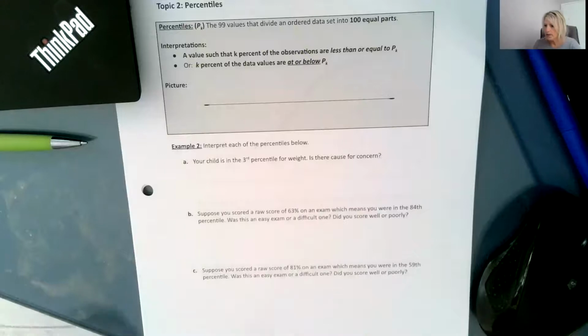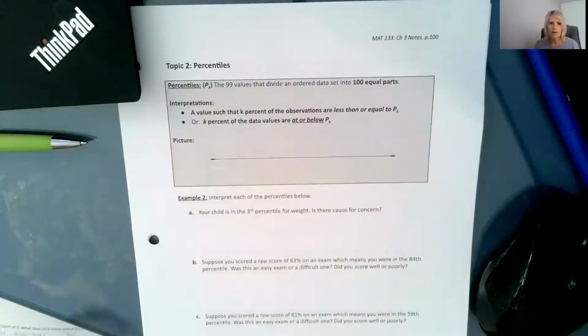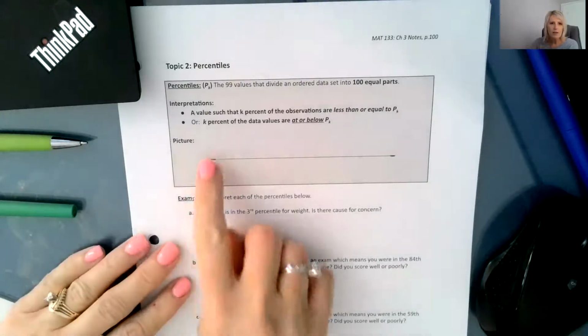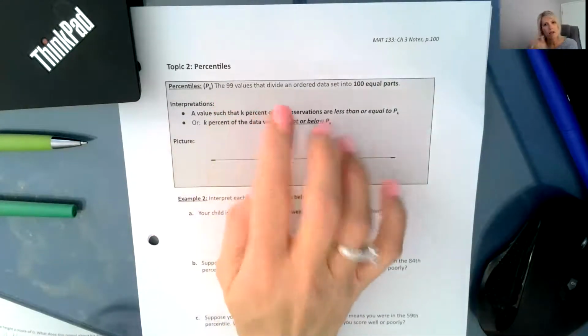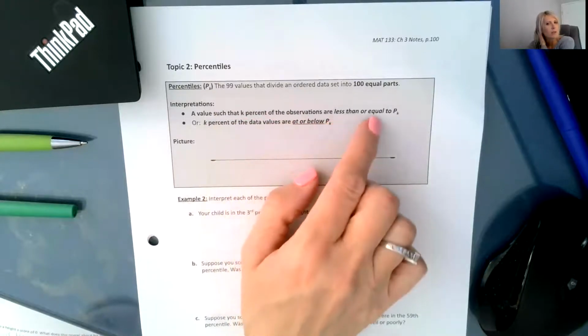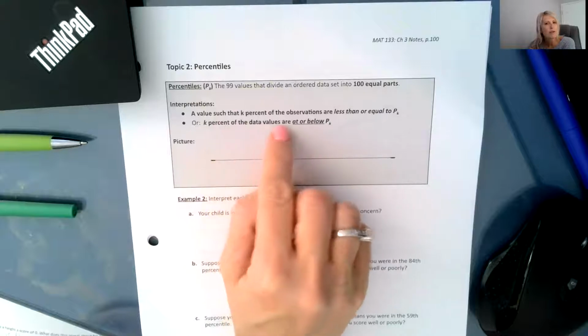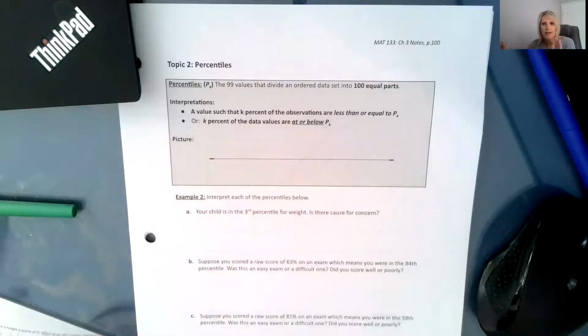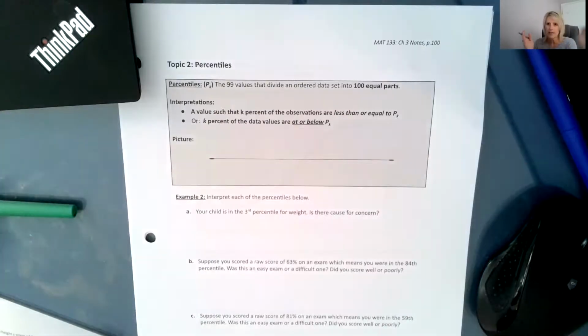So let's go ahead and flip the page. While we're talking about how far a data value is above or below the mean, sometimes we want to talk about what percentage of values are below my score, what percentage are above me. A percentile is a value such that K% of the observations are less than or equal to PK, or K% of the data values are at or below PK. With percentiles, the data is ordered from smallest to largest and broken into 100 equal parts so that we can see what percent is below that value.